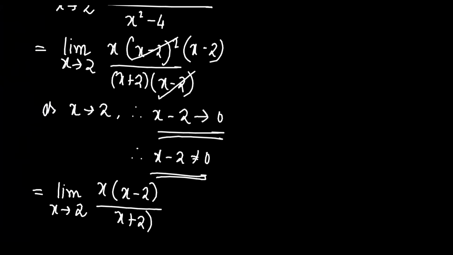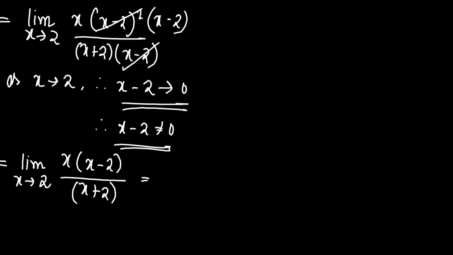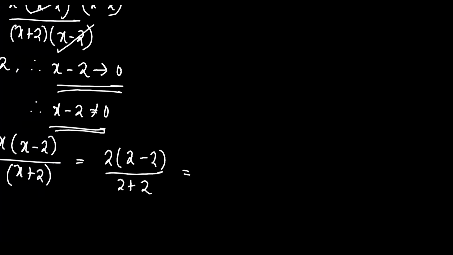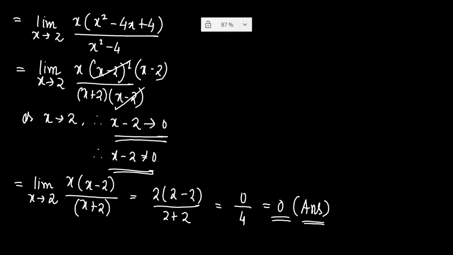This one we are left with. Now we put the limiting value, that is 2 minus 2 by 2 plus 2. This is 0 by 4, so it is 0. So the limiting value of this one is 0, and this is the answer of this question. Now we come to the third question.